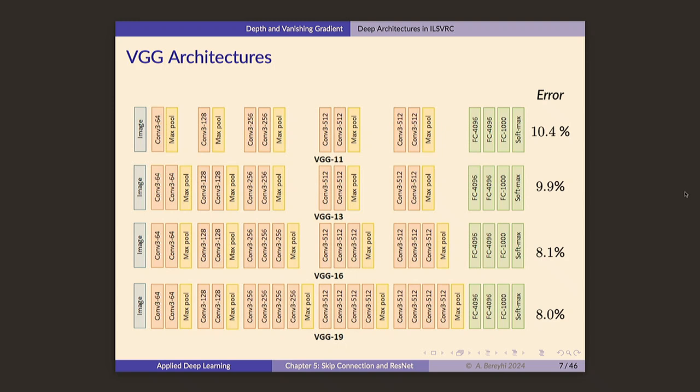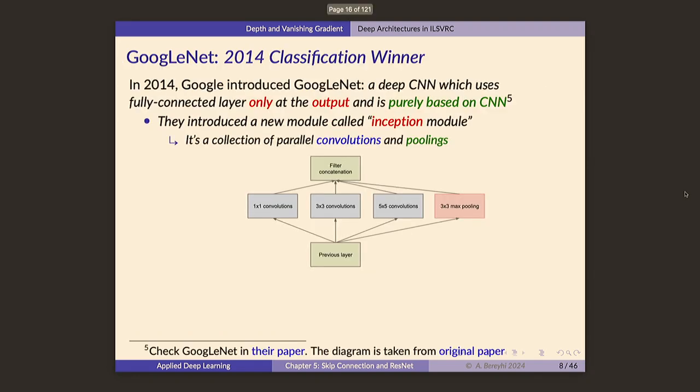So this is the architecture they had. This is VGG 11. Now you know what every single component here is. They are simply convolutions and max pooling. And they started to make it deeper and deeper up to VGG 19.